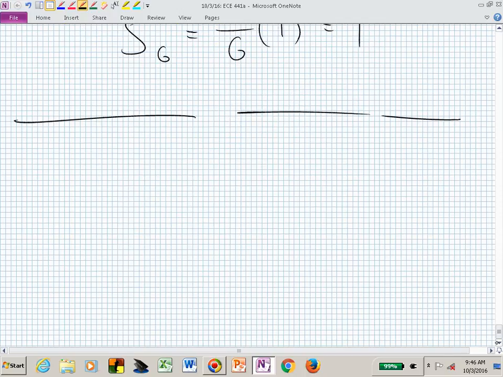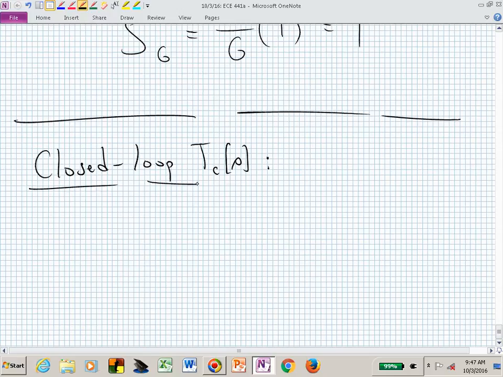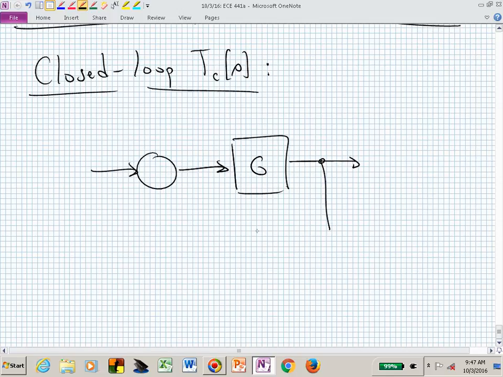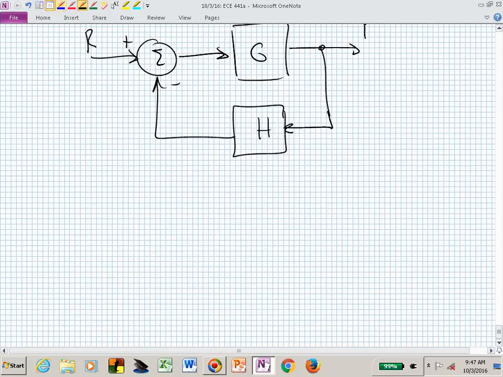So if we look at the closed loop transfer function, we now have T sub c of s, and we know that block diagram. Because we know our cheer, we know the transfer function. T sub c of s is now G over 1 plus GH. That's simply cheer number 2.